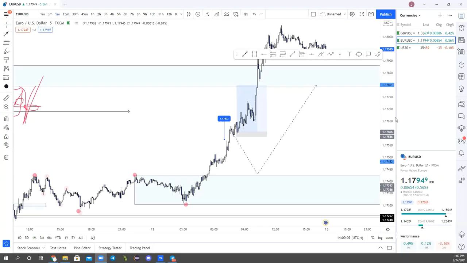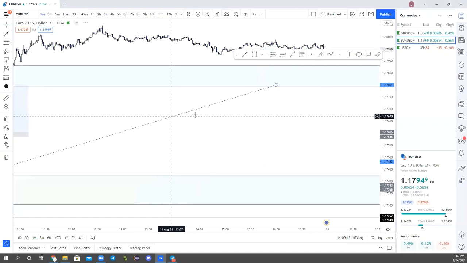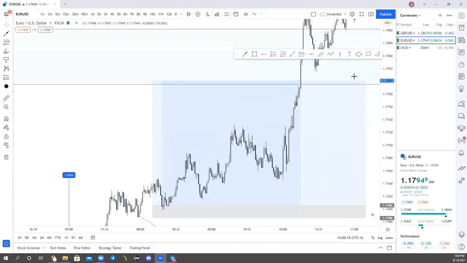So I have my TradingView up. Okay, you guys can all see this. This is a trade that I took on Friday, right here. So here's the logic behind this trade, okay?